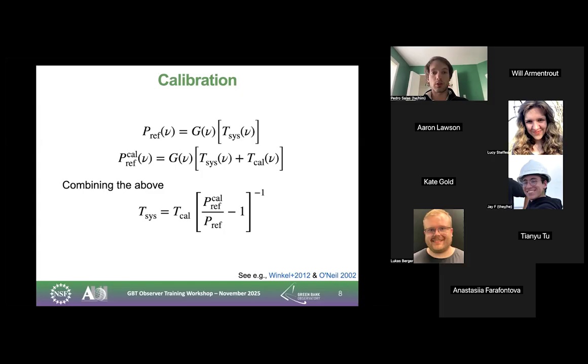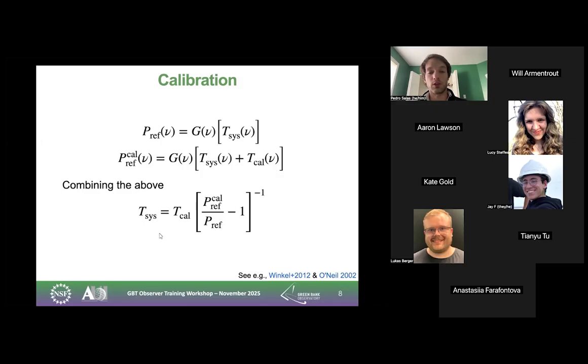So how does that work? Well, assuming again that we're looking at the blank sky, we have our gain times the system temperature, and then we fire the noise diode, right? Now we explicitly put it out here, and we end up with this new quantity. And again, we can just do some algebra to solve for the system temperature.